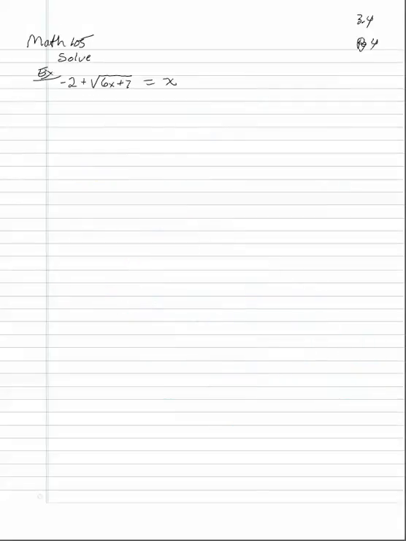All right, let's try this one. Again, we want to isolate the radical expression. So we get x plus 2. So we add 2 to both sides. All right, now we're going to raise both sides to the second power. So the square root cancels, giving 6x plus 7.